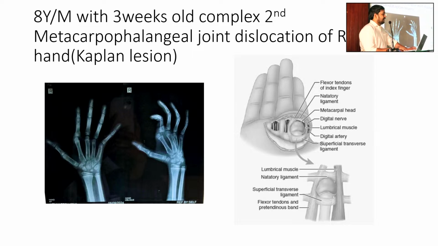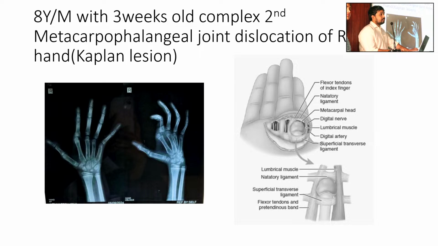Even if it is a complex dislocation, we have to first flex the wrist, sir, followed by hyperextension. Why flex the wrist? To relax the flexors. Some people directly want to pull it out, it will not come, it gets locked. The best thing is to flex the wrist first, followed by hyperextension, then pressure at the proximal joints. So this is what Kaplan is.